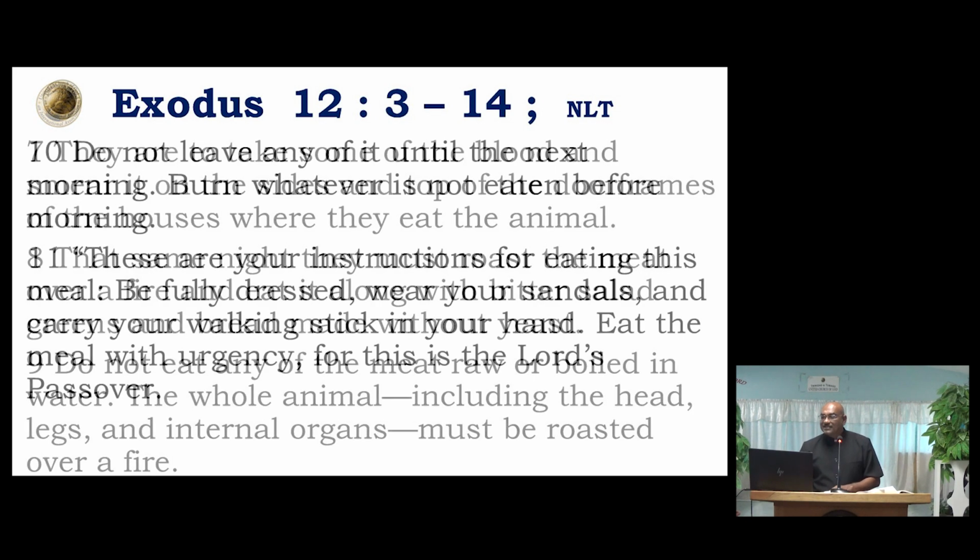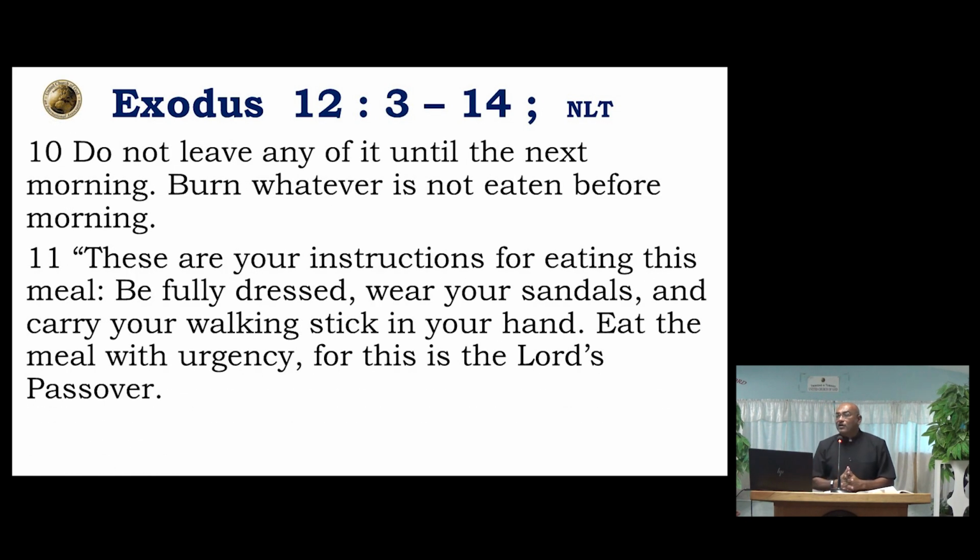More instructions. Do not leave any of it until the next morning. Burn whatever is not eaten before morning. These are your instructions for eating this meal. Be fully dressed, wear your sandals, and carry a walking stick in your hand. Eat the meal with urgency, for this is the Lord's Passover.